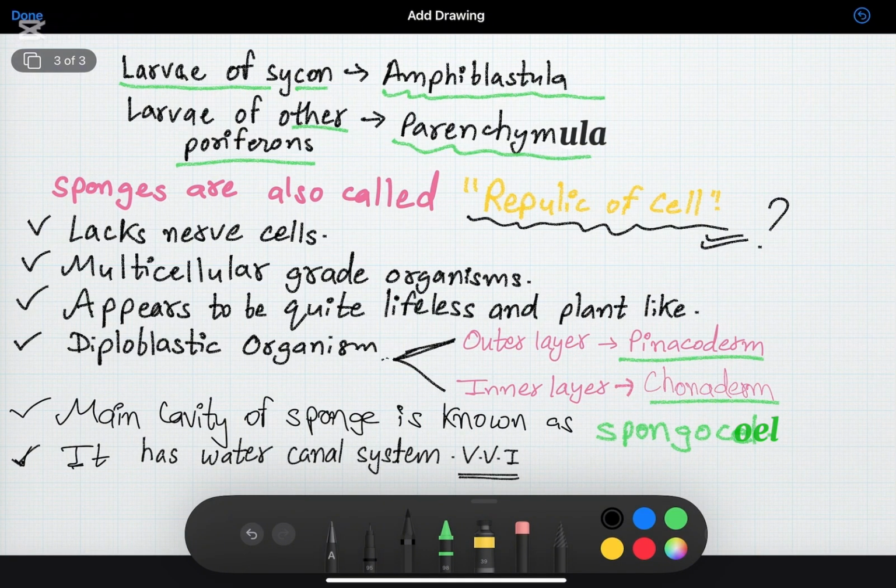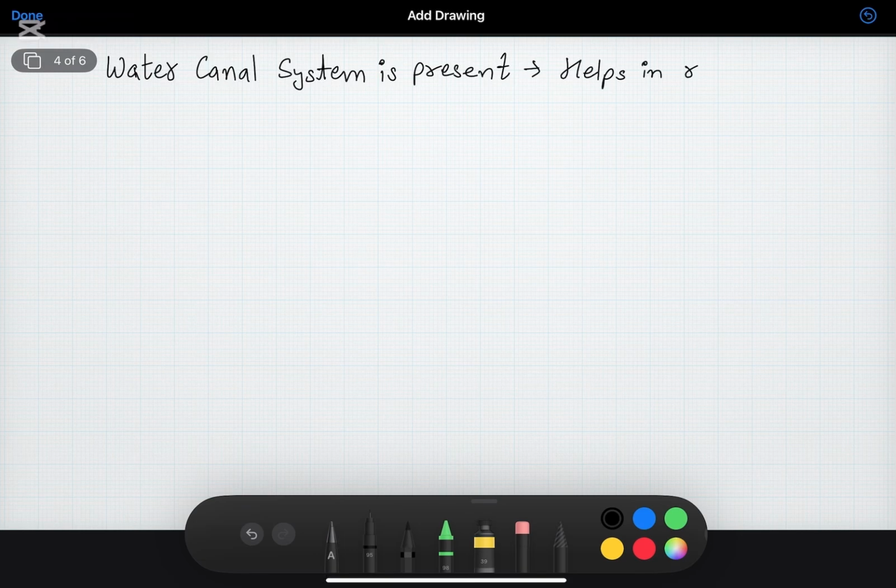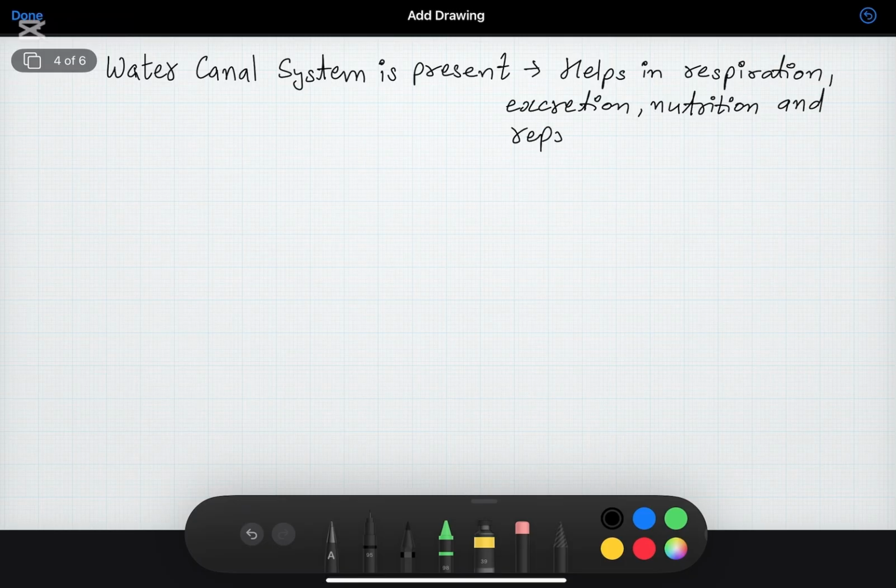So how does this water canal system help them? It helps in respiration, excretion, nutrition, and it also helps in reproduction.